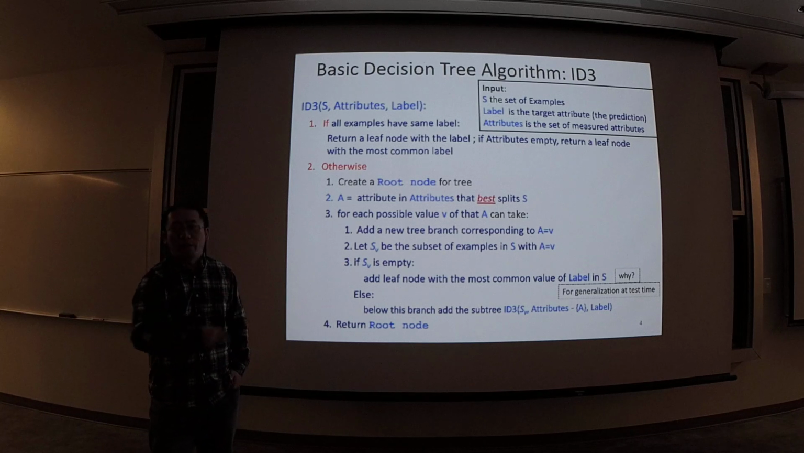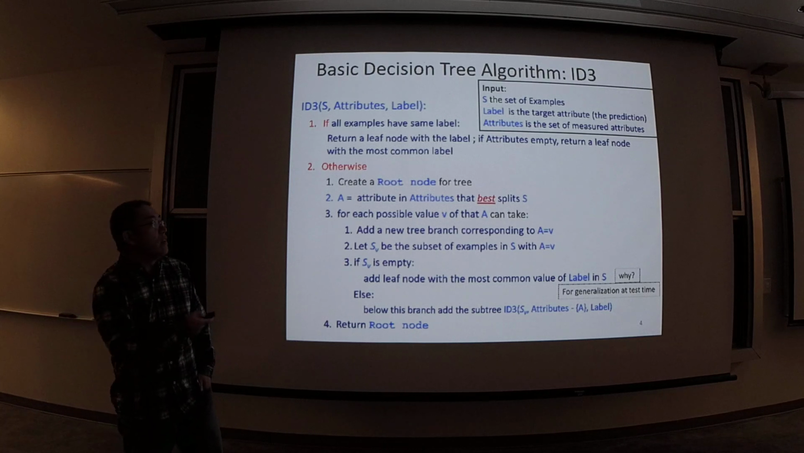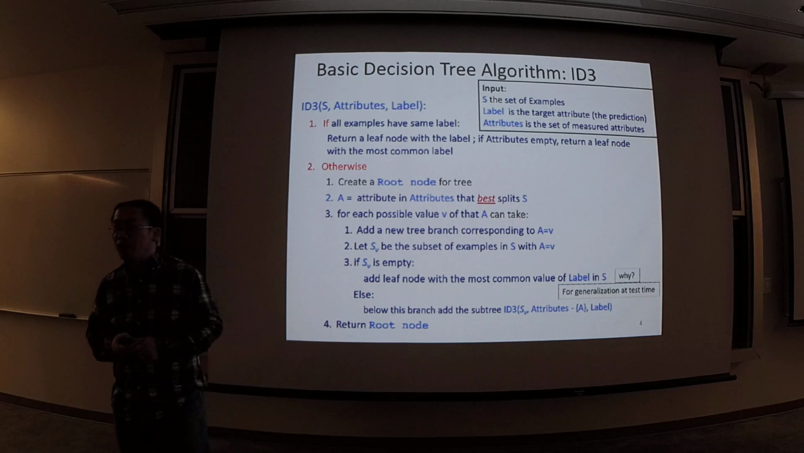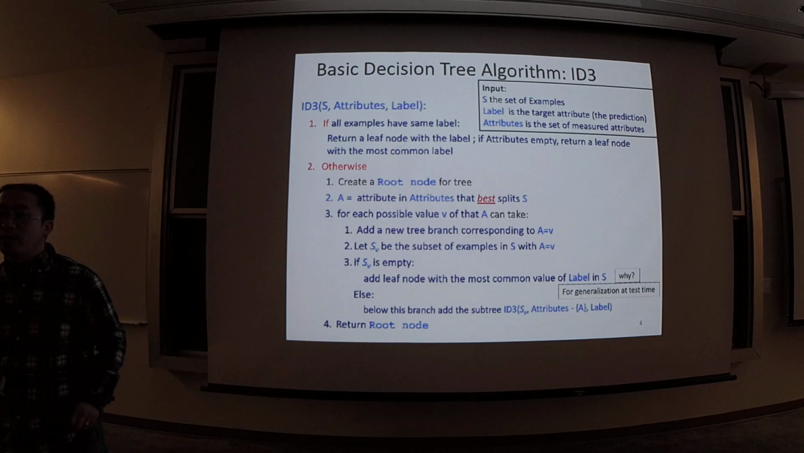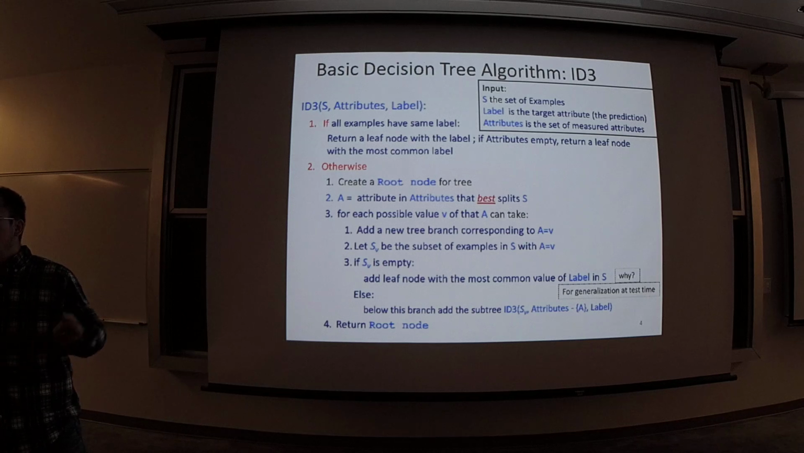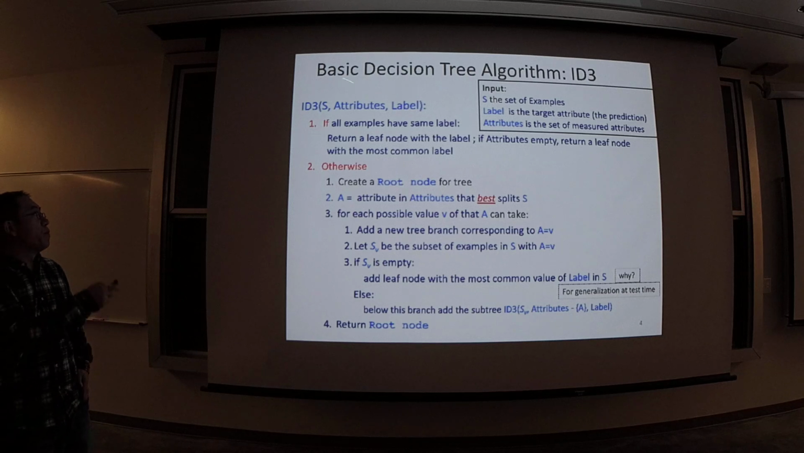Then the label is the target attribute you want to predict. Attributes is a set of features from which we're going to select the best feature to split the data and to create new branches.